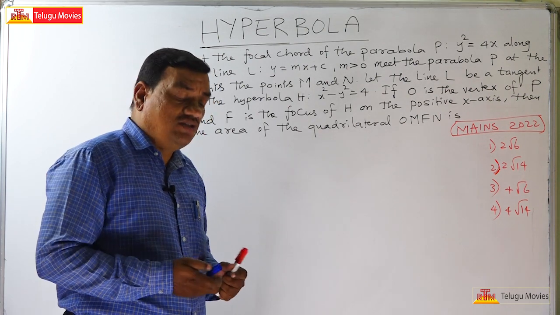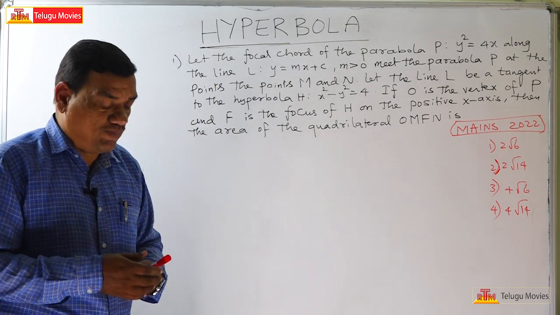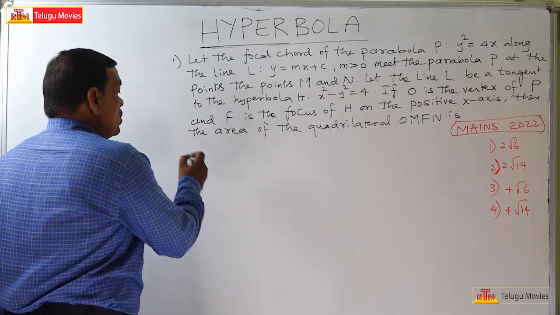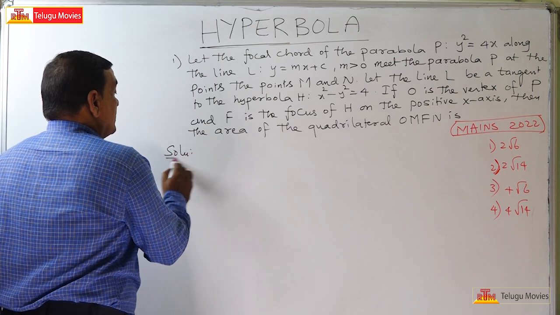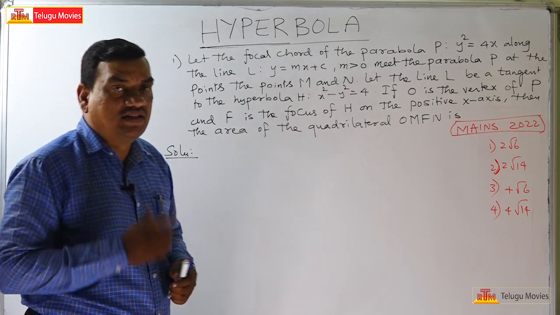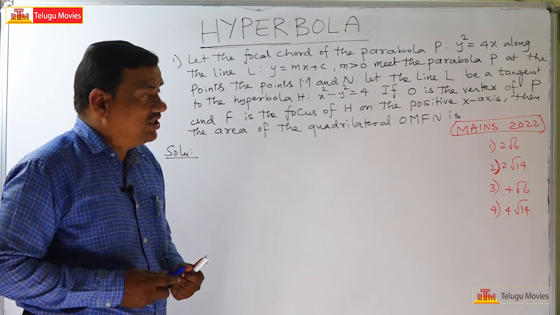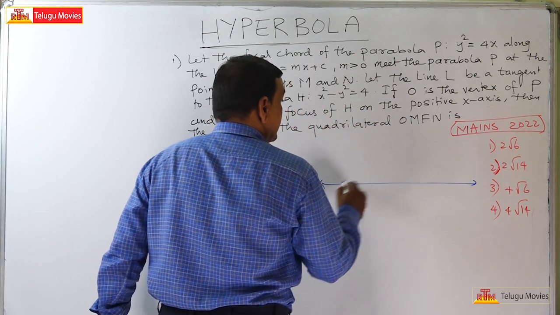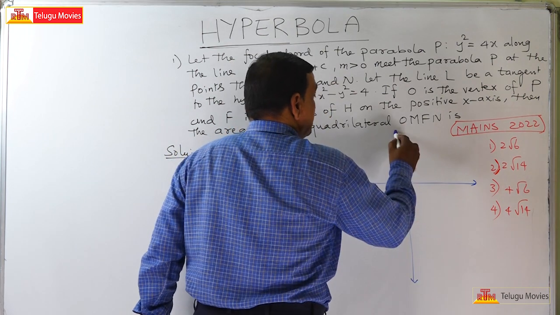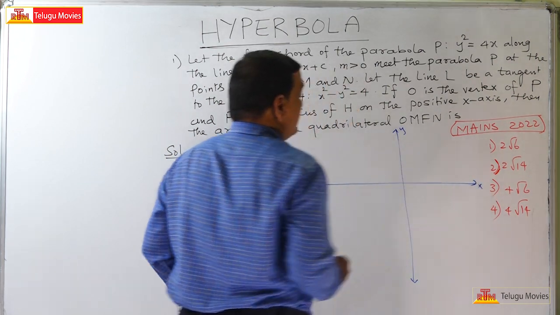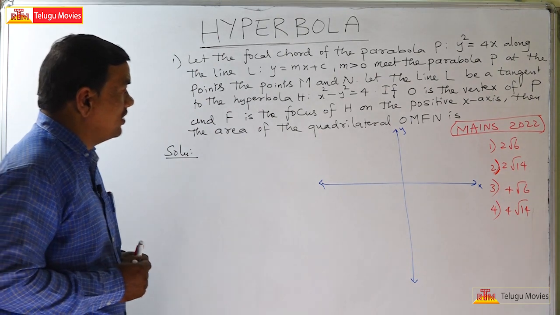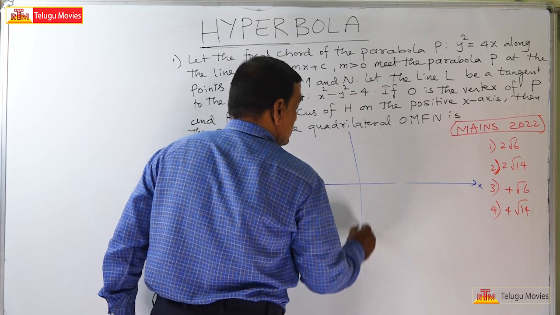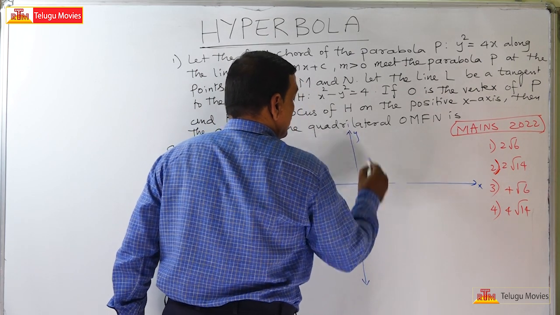In the JEE Mains examinations, the majority of the problems will come like this only. Okay? So first of all, let us draw the diagram so that you can get an idea. The first thing is the x-axis and the y-axis. Yes, this is the x-axis and this is the y-axis.